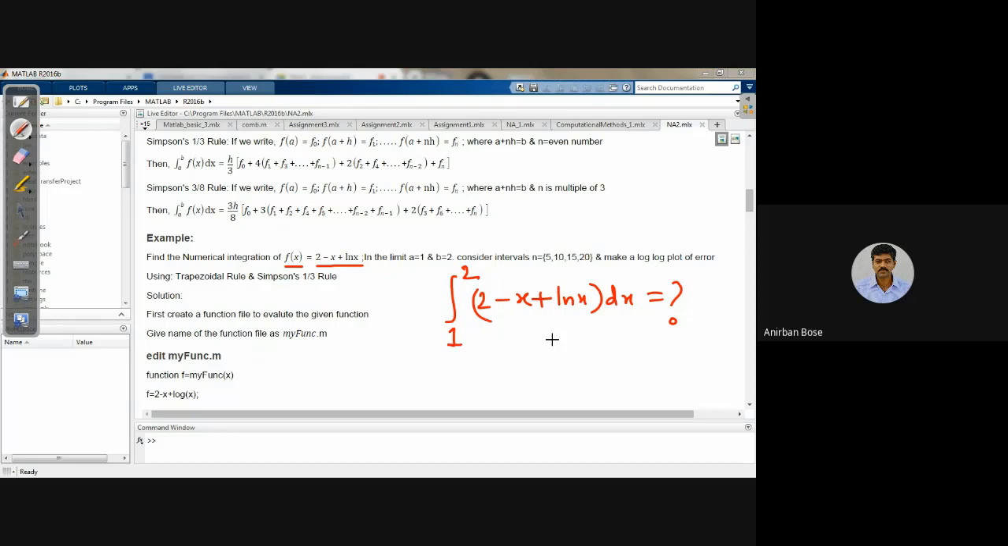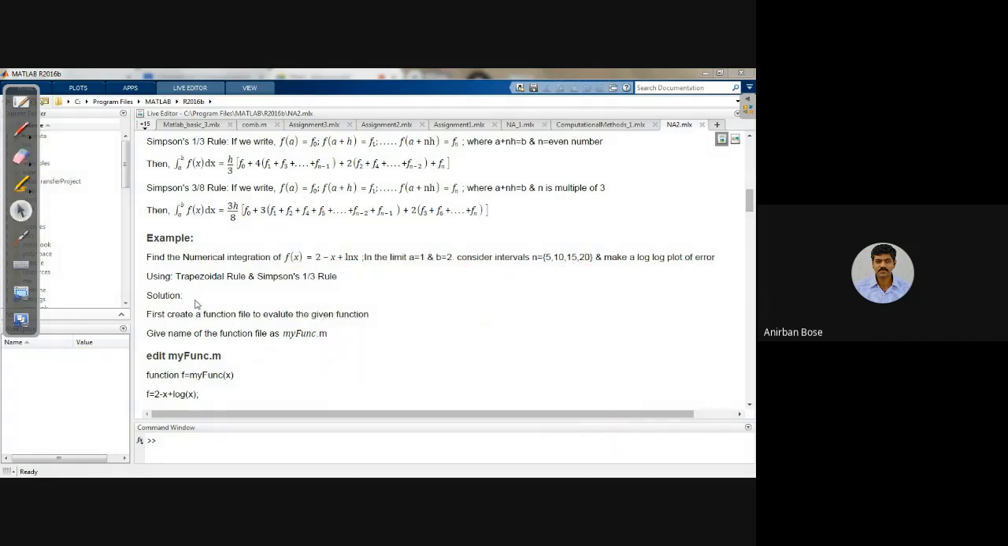So this is the problem, and the task given is to solve it considering n equal to 5. That means you consider 5 segments, or 10 segments, or 15 or 20. You consider all these intervals and check whether your error is gradually decreasing or not. Definitely it should decrease. Then make a log-log plot of error using the trapezoidal rule and Simpson's 1/3 rule. So let us try to solve this problem.